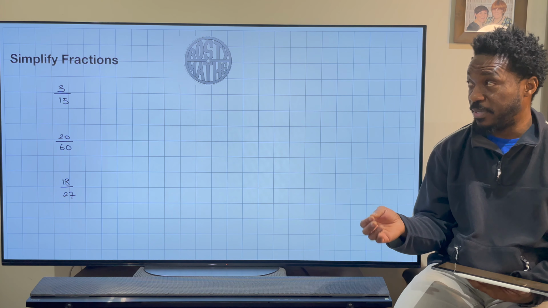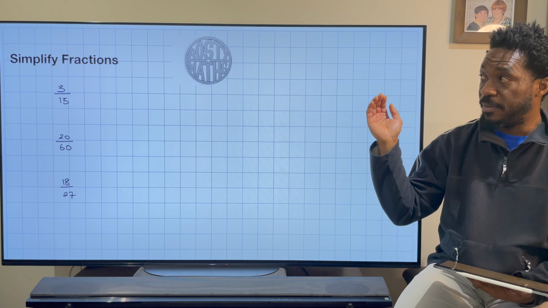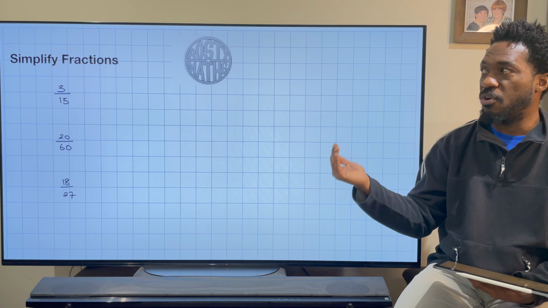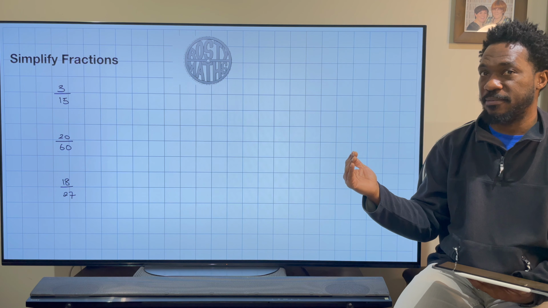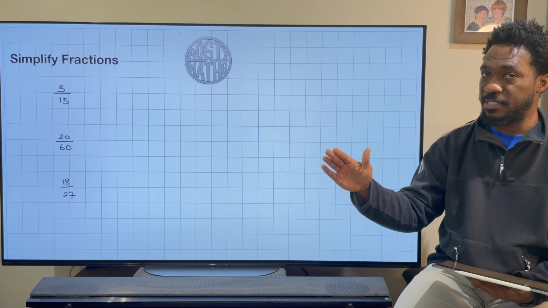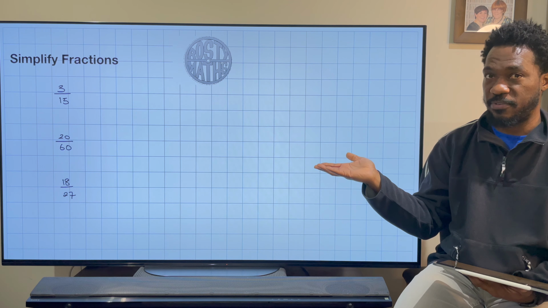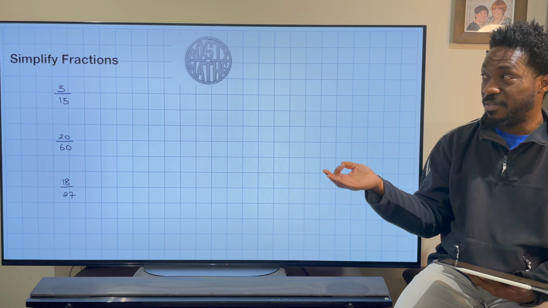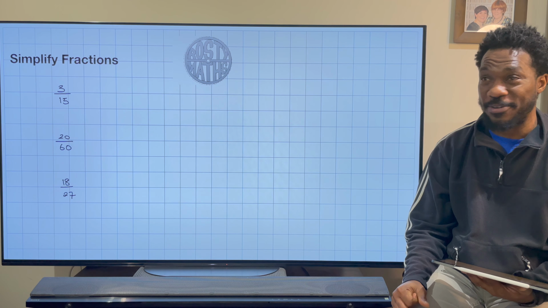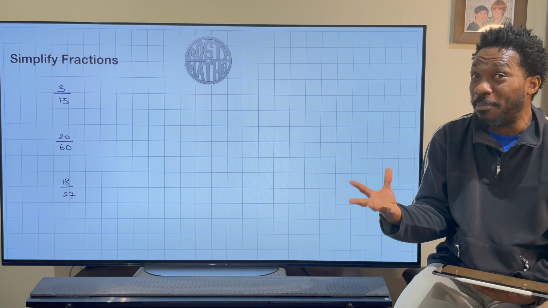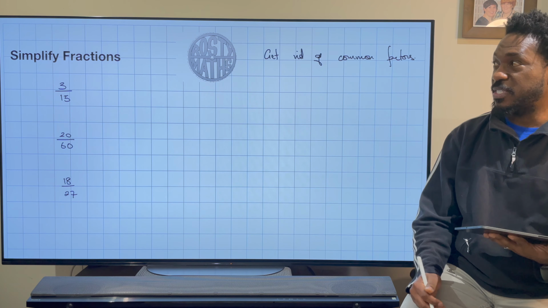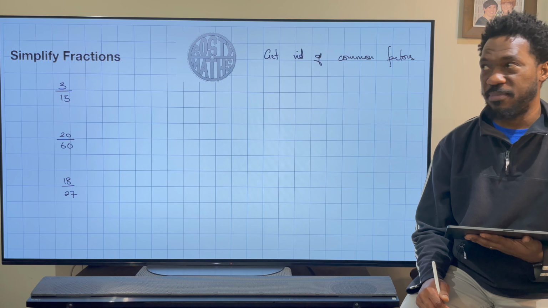Well, simplify basically means get that fraction to a point where there is no common factor in it. So get rid of all of the common factors that are in the fractions. When you're finished, you'll end up with numbers that have no other common factors between them. So I'm going to jot that down. That's what simplifying basically means for fractions.